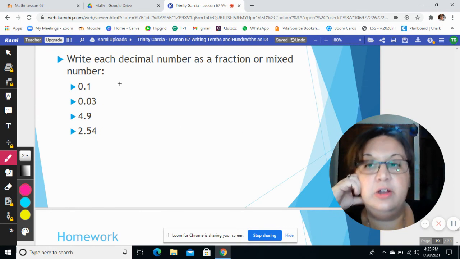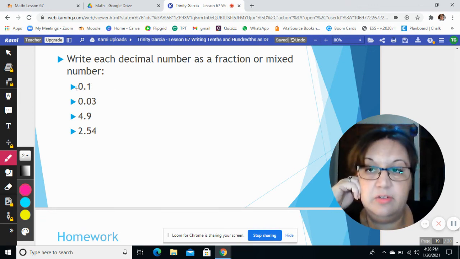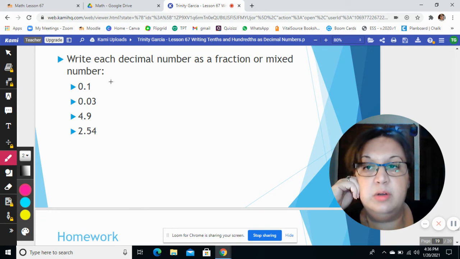And now you're going to write each decimal number as a fraction or a mixed number. Okay, so just like we did before, but backwards. So here's our decimal, 0.1. So we know there's no whole number. And we see that this 1 is in the tenths place. So we know it's over 10. So we write 10 as our denominator and we write 1 as our numerator.